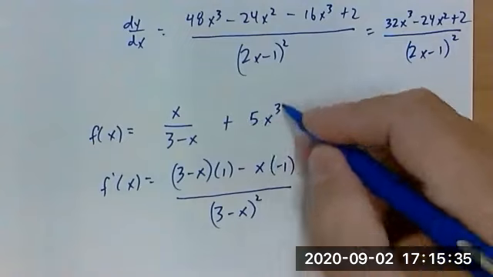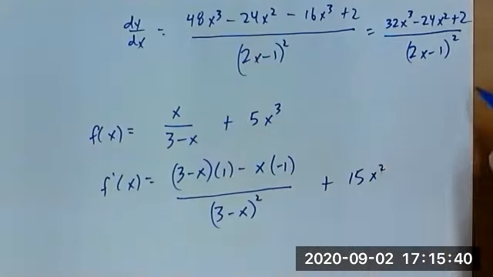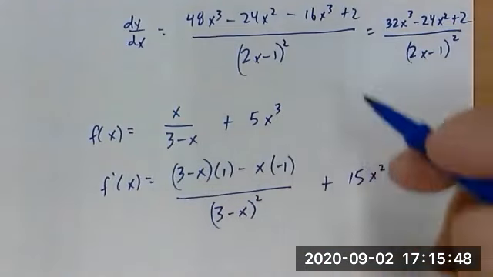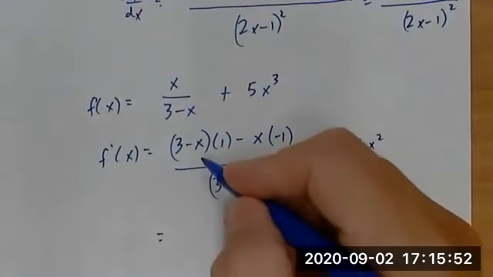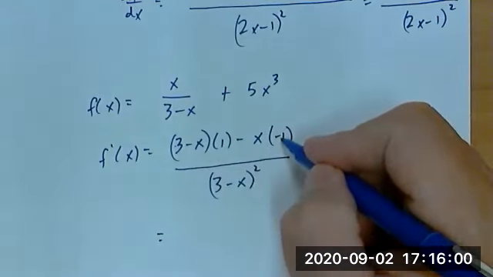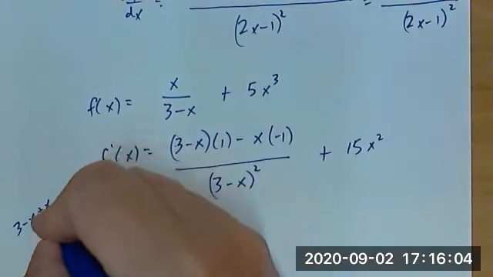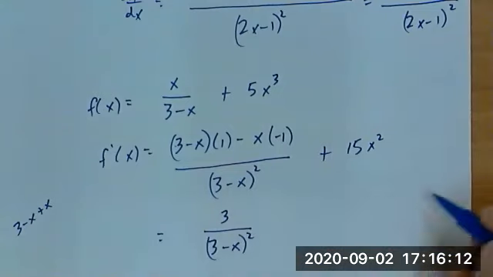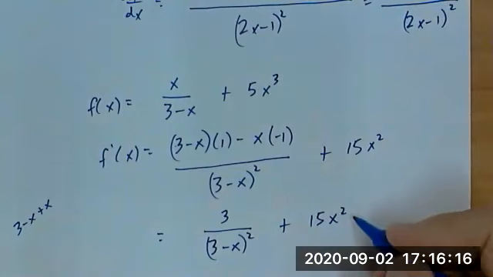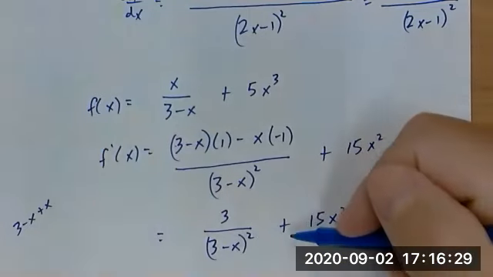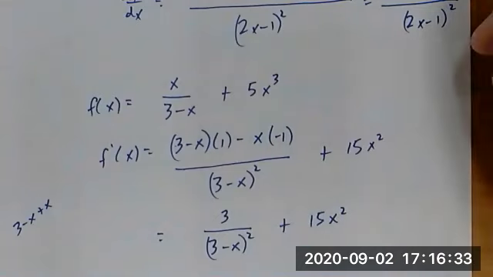Then I add to it the derivative of the second term, which is pretty straightforward using the power rule, plus 15x squared. Now what I should probably do is try and simplify this numerator, but then after that, there may not be a whole lot to do. So this is actually 3 minus x plus x. So the x's actually cancel. I'm left with 3 over 3 minus x squared plus 15x squared. That is correct.